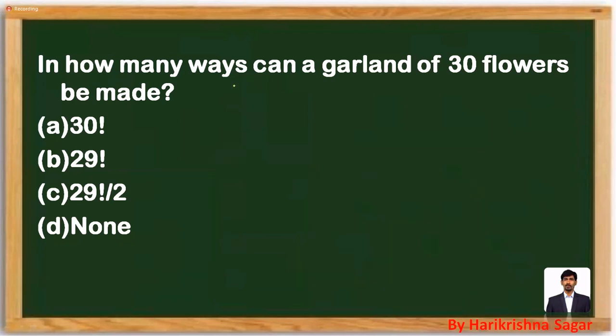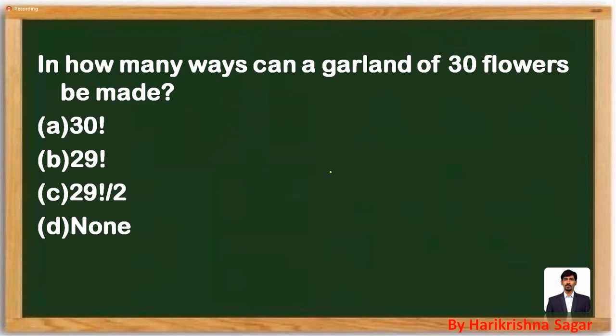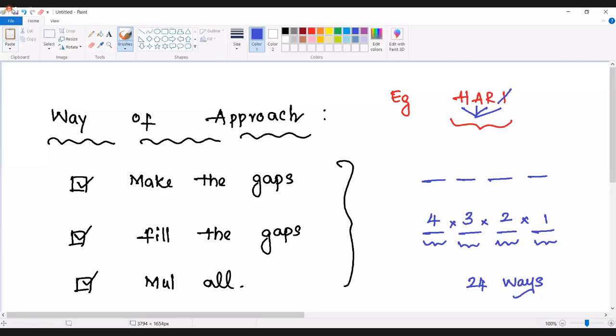Here you can observe: in how many ways can a garland of 30 flowers be made? 30 minus 1 factorial divided by 2. So the number of possibilities is 29 factorial by 2. For example, if the question says there are 30 men arranged in a circular row, in how many ways can we arrange them? That can be done in 29 factorial ways, because it is n minus 1 factorial. That's how you can see the questions related to permutation.